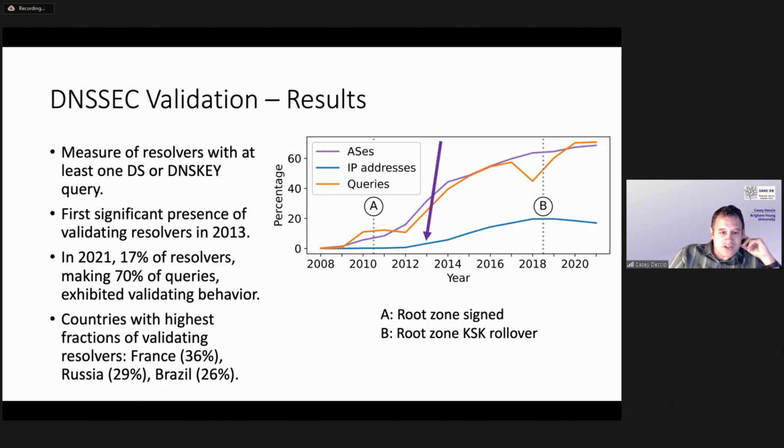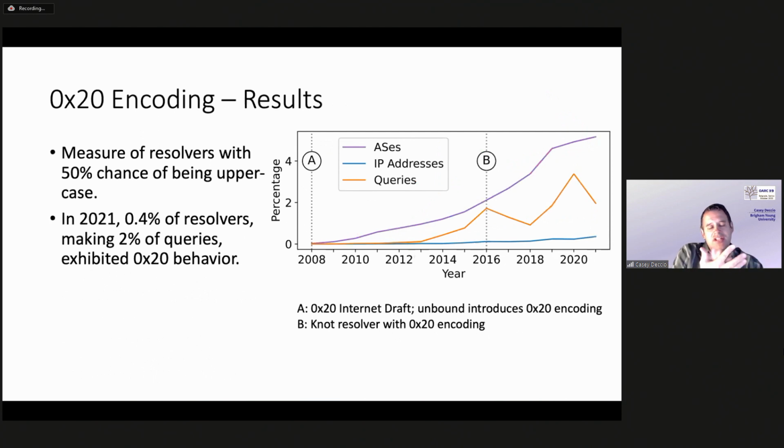Right around there. So this is 3 years after signing the root. In 2021, we see 17% of resolvers making 70% of the queries exhibiting this type of validating behavior. According to our data, France has the highest fraction of validating resolvers. It's 36%, followed by Russia at 29% and Brazil at 26%. So that's just some of the data that we found with regard to DNSSEC validation.